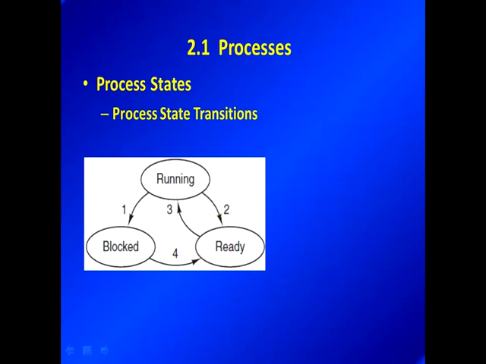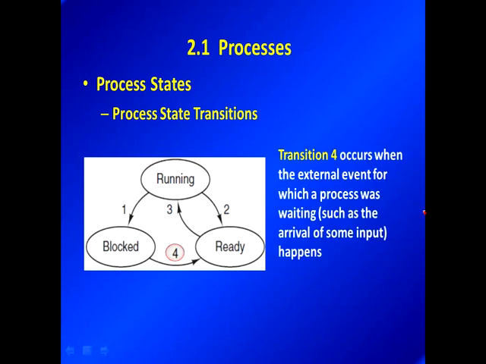So now we just need to explain the last transition among these three process states, right? Actually, I just mentioned a possible case a few minutes ago. Now let's check more details. Transition four occurs when the external event for which a process was waiting happens.